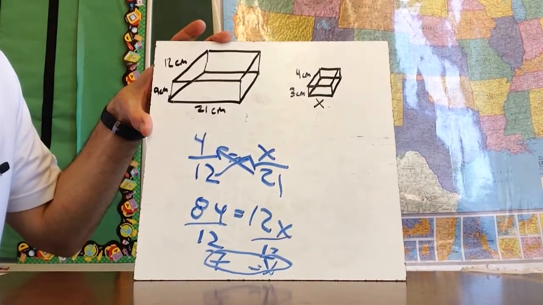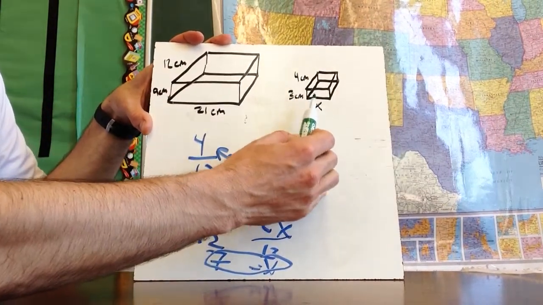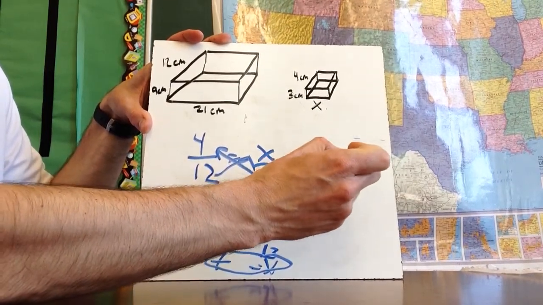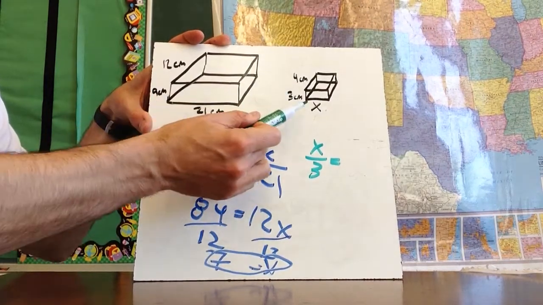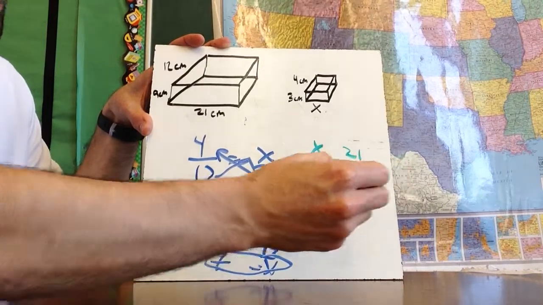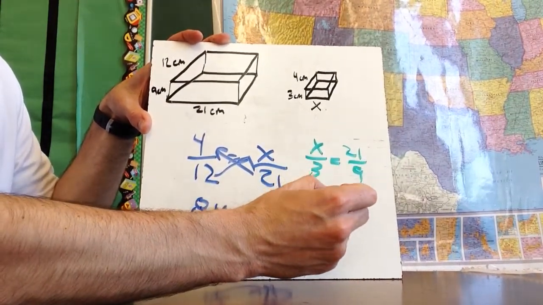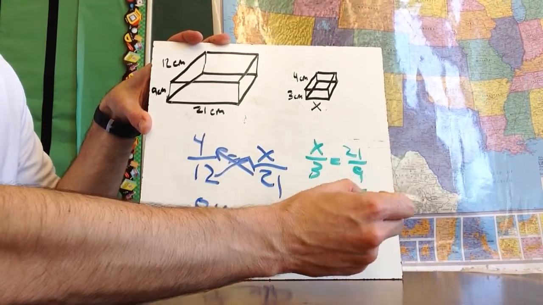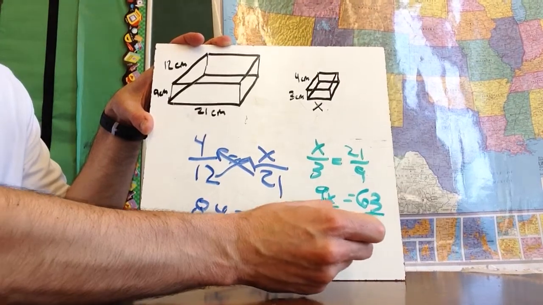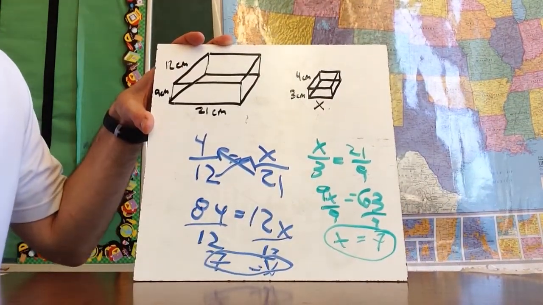Another way that you might solve this would be to take this length over, let's say, the 3. So I would go x over 3 from the smaller prism. And since I'm going x over 3, I've got to go 21 over 9. So I now end up with 9x on this side, and 63 on this side. Then I divide both sides by 9, and I end up with x equals 7. So that'd be another way that you might get to 7.